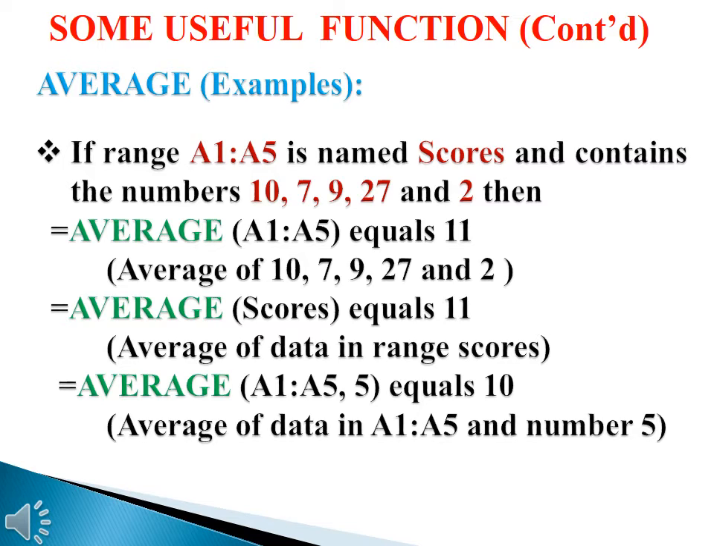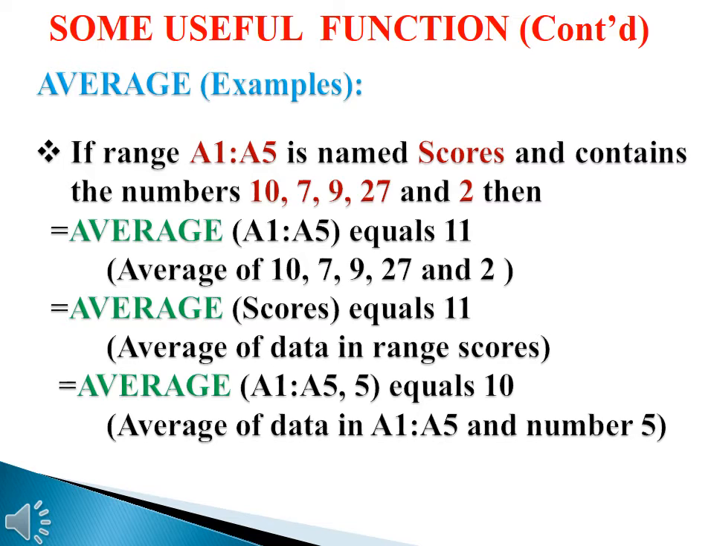So we get the result 11. Now suppose we use AVERAGE(Scores), then our result is also 11, because our range is from A1 to A5 and the name of the range is Scores. So either we use A1:A5, which is the same, or we use Scores, the name of our range, and we get the result 11.